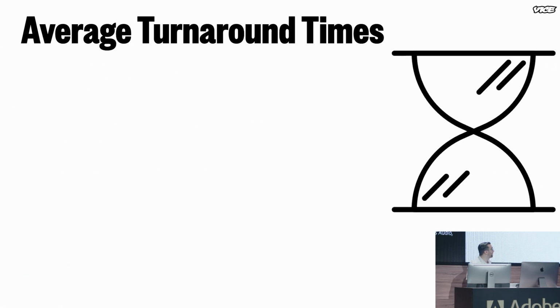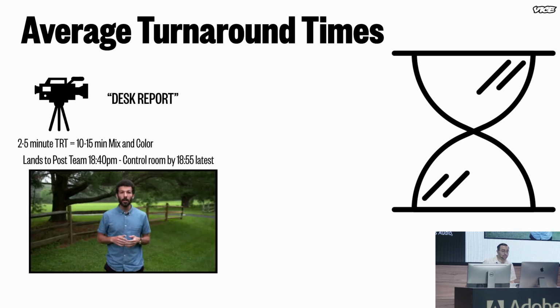So let's talk about turnaround times for post-production. For a sample story like a desk report, where a correspondent is talking to camera, interviewing someone, giving you a story from an area, it might be a 2 to 5 minute piece, and we need to turn it around and mix and color it in 10 to 15 minutes. Again, the show goes live at 7:30, so it needs to be pretty much done by 7.